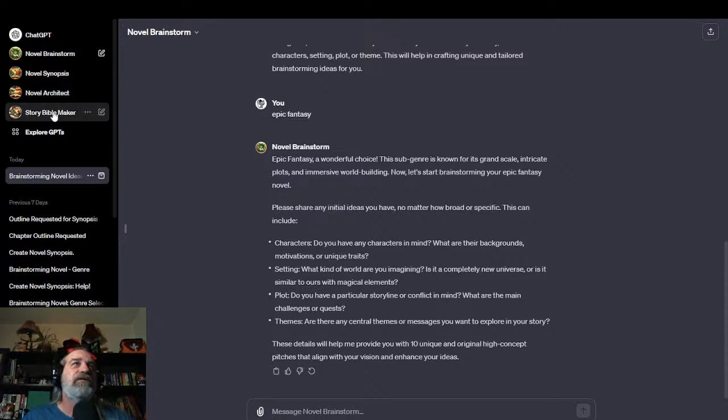I have this one called Story Bible Maker, which is really useful because with that you can give it a scene or a chapter, and it will pull out relevant details that you could add to a story Bible so that you can keep track of your characters, your plot development, all the things that you would typically put into a story Bible.